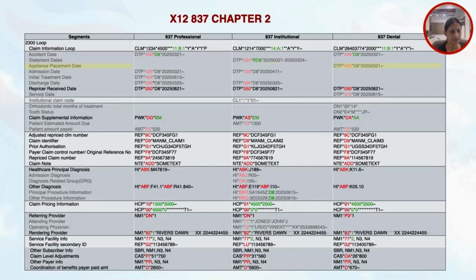Then the appliance placement date, it's only used for dental claims. DTP01 in the qualifier is 452. Then admission dates, DTP01 is 435 and it's only for professional and institutional claims.